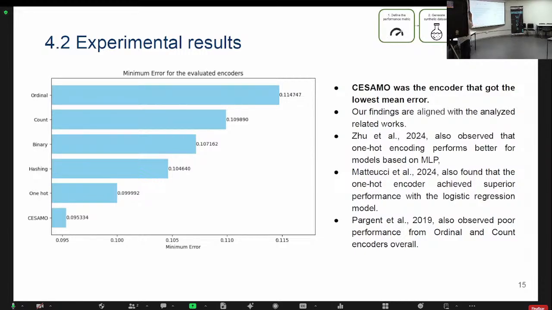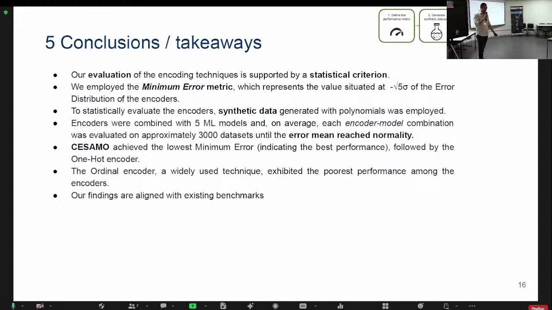Also, something important is that our findings are aligned with the analyzed related works, which is good. For example, Xu also found that the one-hot encoding performs better for neural networks. Matucci found that the one-hot encoder achieved superior performance with logistic regression. And finally, Pargent also observed poor performance with the ordinal encoder and with the count encoder. Okay, so let's move on to our takeaways.